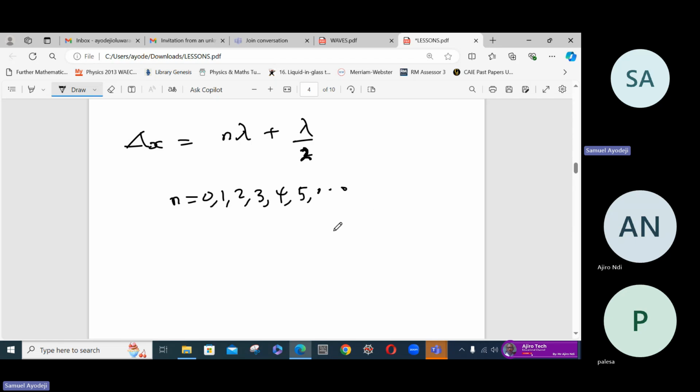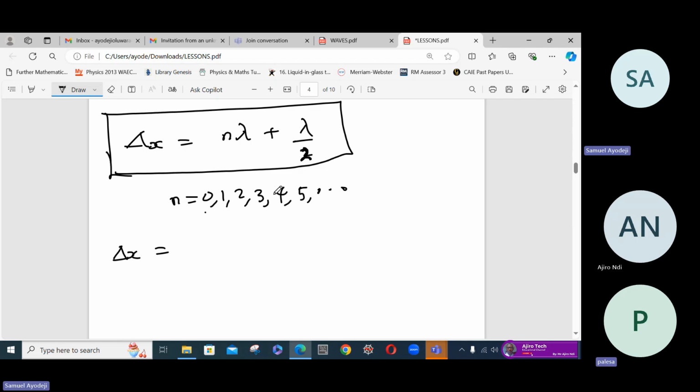Now I want us to look at it in another way. Put the first n to be 0 and get the path difference. Put it into the formula. It's lambda over 2. Thank you. Lambda over 2. Next one, n is 1. 3 over 2 lambda.